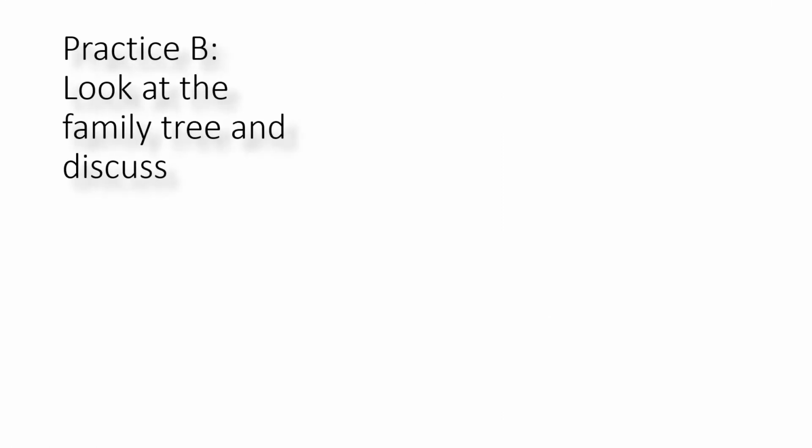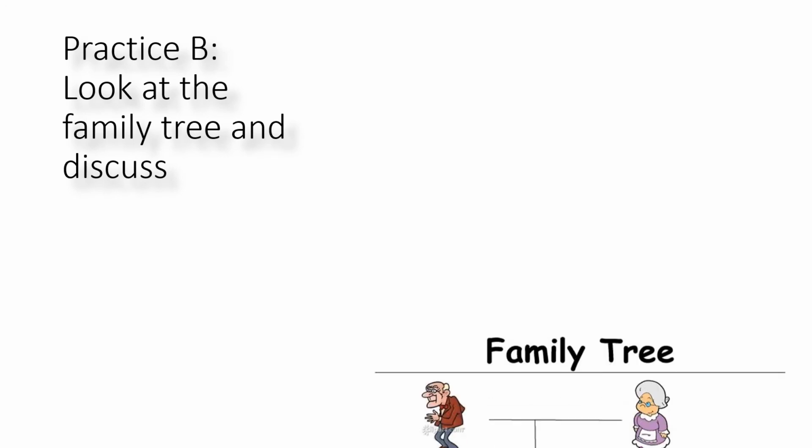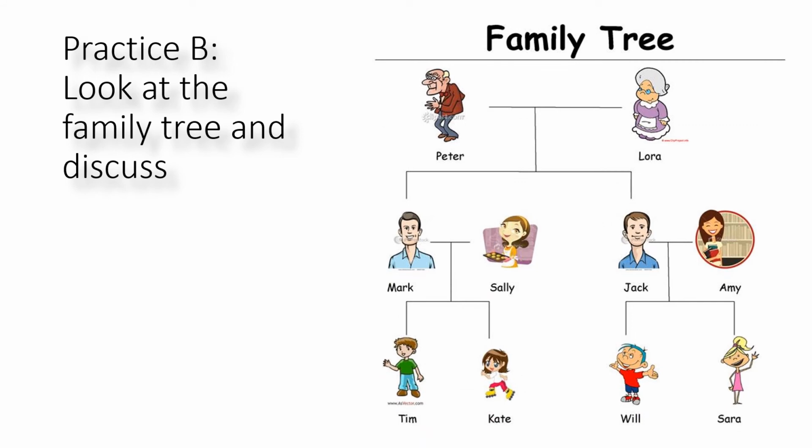And let's see, practice B. Look at the family tree and discuss. Okay, here we call it a family tree. It's the same as the family, but here we have the tree. You will do your homework with the family tree. So this is the family tree. The first one, grandpa, is at the top. The next, grandma, is lower. And they have daddy, mommy, a son, and a daughter.